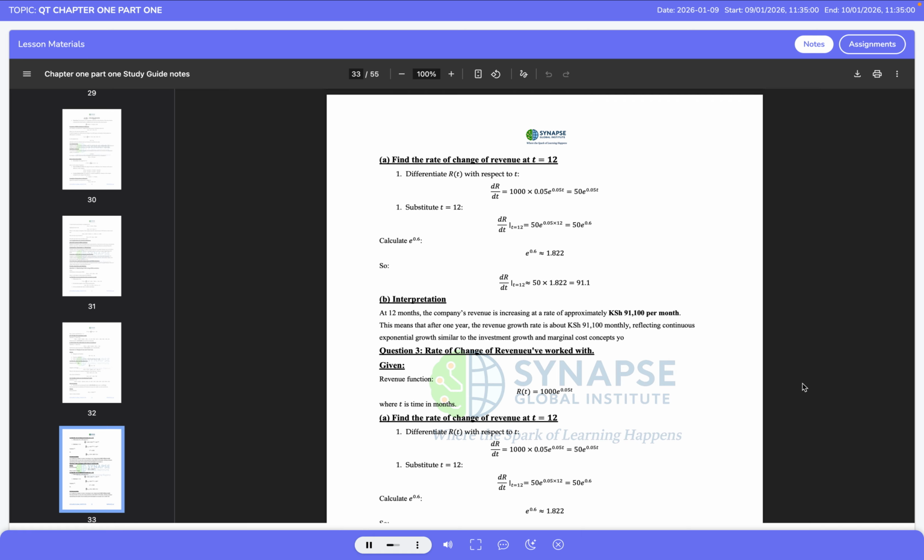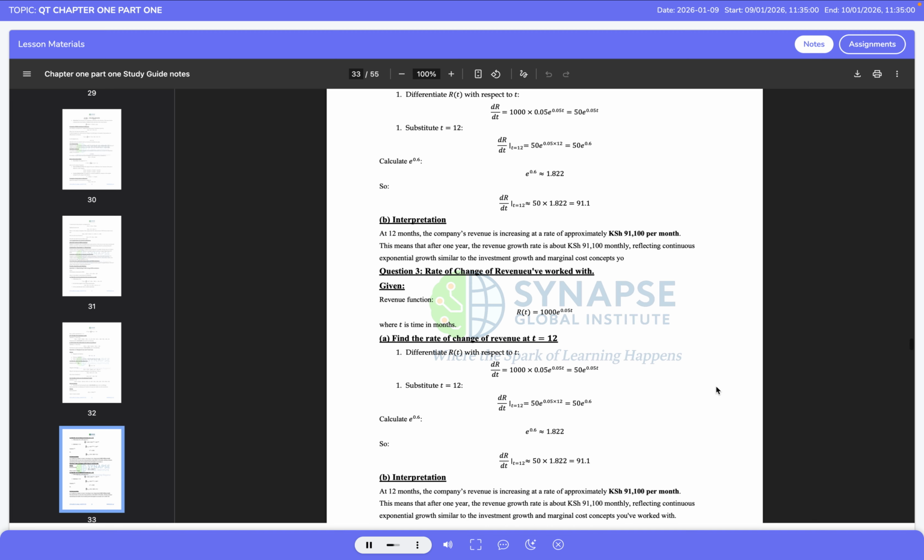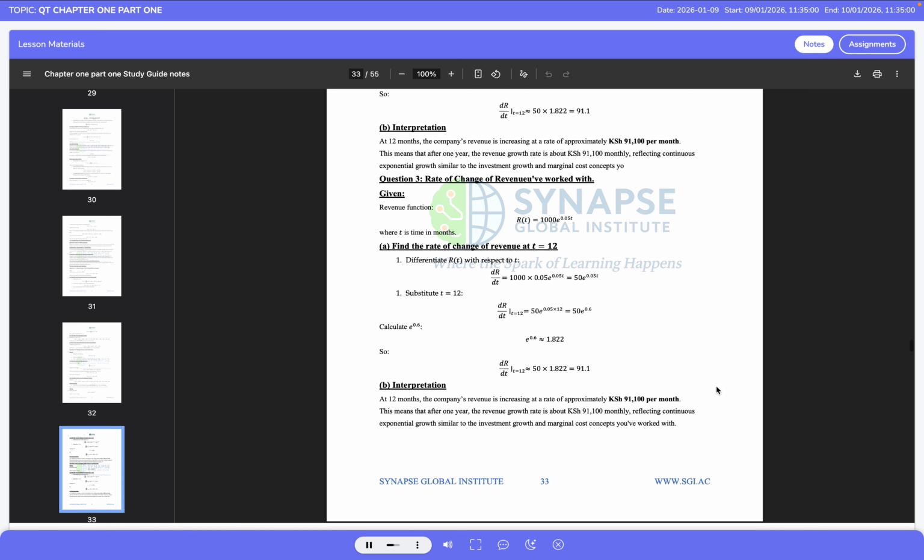Substituting t equals 12 gives 50 multiplied by e raised to the power 0.6, which is approximately 91.1. This means that after 12 months, revenue is increasing at a rate of approximately 91,100 shillings per month, reflecting continuous exponential growth. This same interpretation applies to the final question, which again asks for the rate of change of revenue at 12 months using the same revenue function.